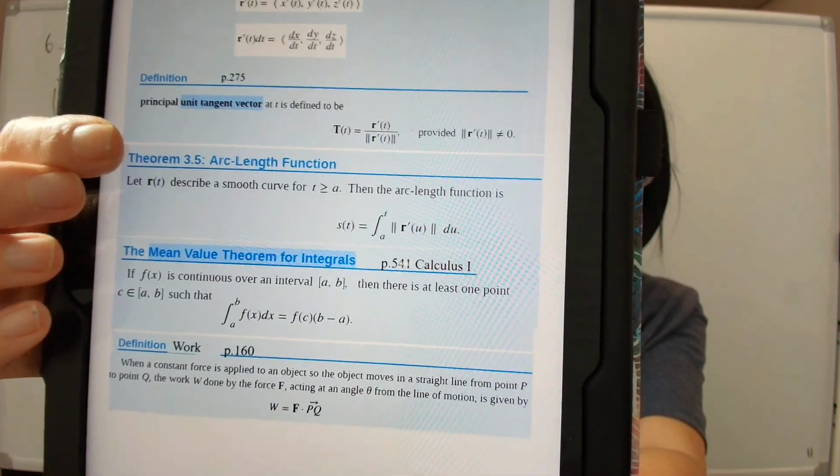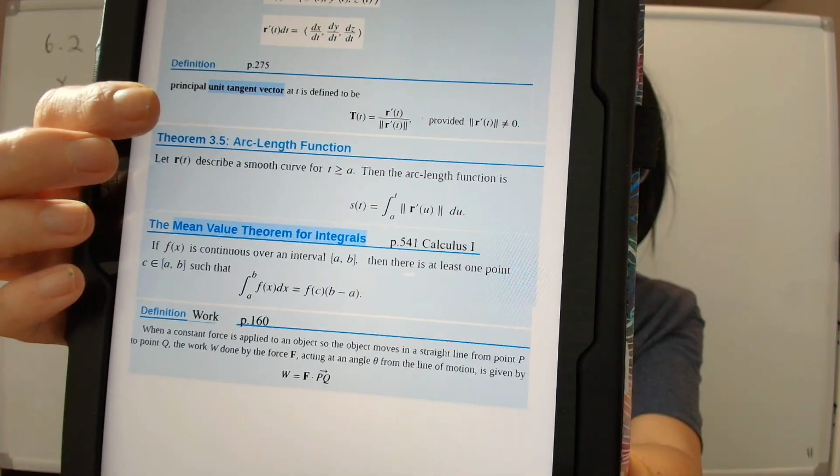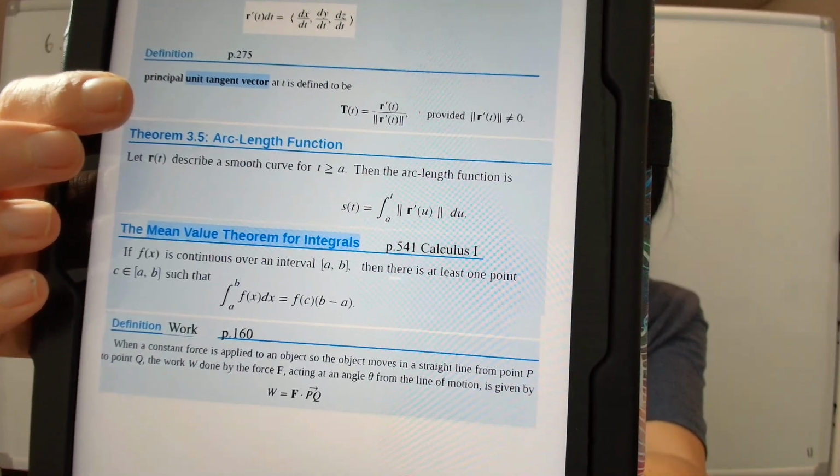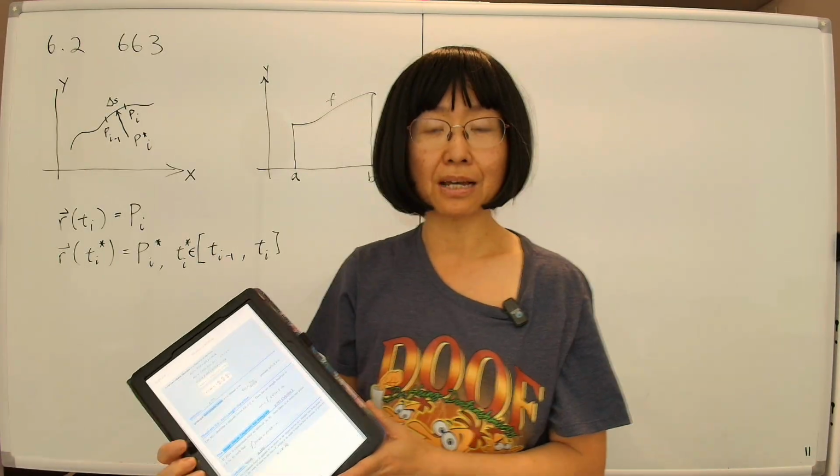The next thing, the unit tangent vector, is defined as r prime of t, that is the derivative, divided by its magnitude. The derivative just happens to be the tangent.